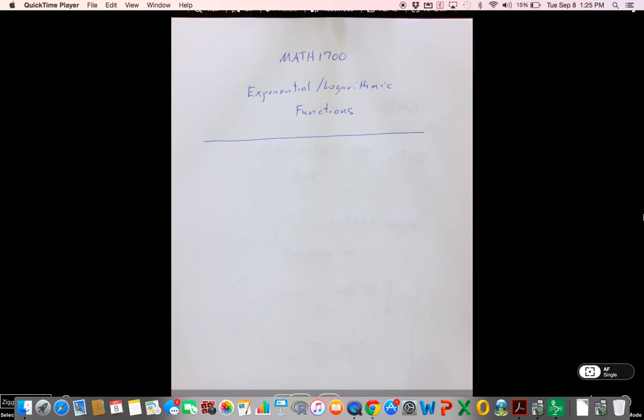Hey guys, Math 1700. This week we're going to get into exponential and logarithmic functions, which is really cool stuff.